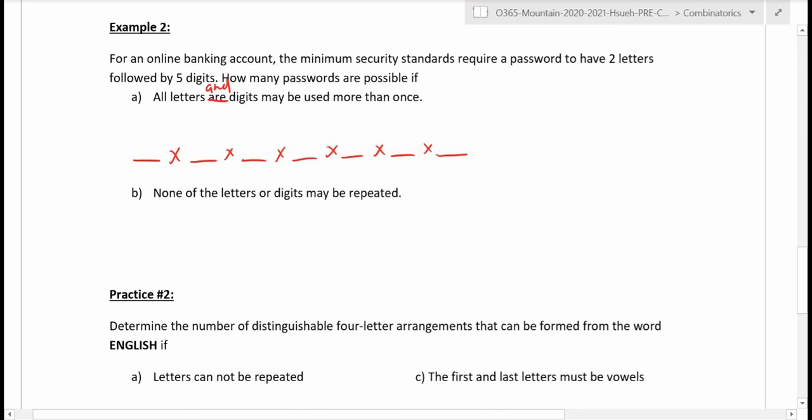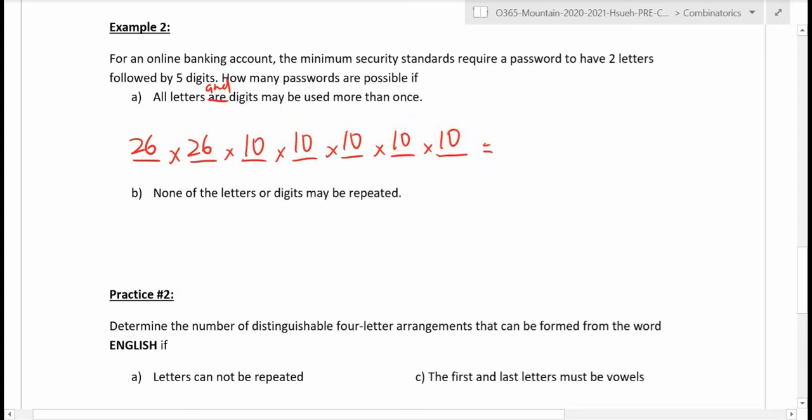Now, 2 letters. There are 26 letters in the alphabet, right? A to Z, 26 letters. It says all letters and digits may be used more than once, so I can repeat them. So I still have 26 choices for the second letter. Now for the last 5 digits, well, I have 0 to 9, so there are 10 digits. Be careful, not 9, 10 digits, 0 to 9. And again, I can repeat them, so I have 10 digits for each of the following placeholders.